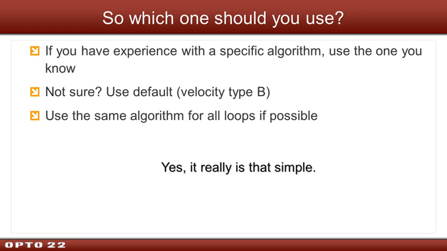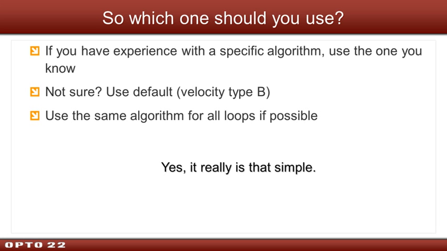Opto put those different PID algorithms in simply to help those people that have experience with the ISA, the parallel, the interacting. We put that in because we found that people that had experience with those algorithms wanted to be able to use them in Opto. All 5 types result in a PID algorithm or a PID response. They all end up controlling a process variable and making it match a set point.